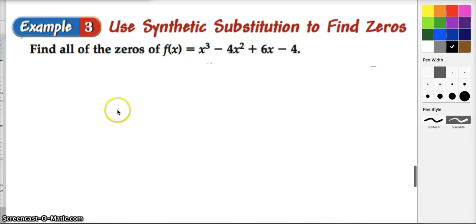Hi, Algebra 2 friends. Here we are back in section 7.5, and we're looking at this situation that the text calls us to synthetically substitute to find all the zeros.